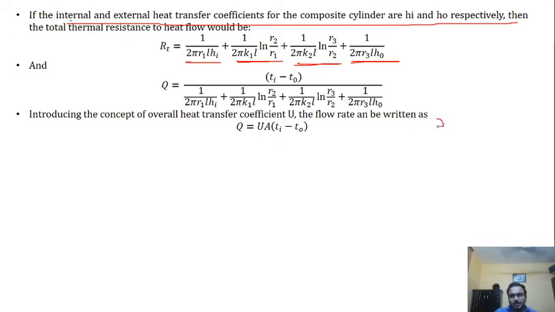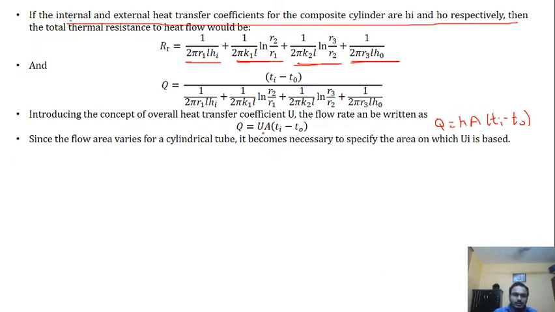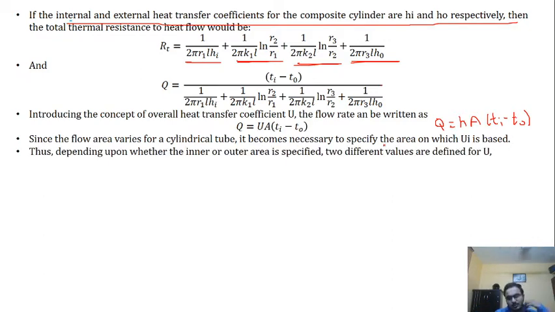So if you recall, this is very similar to our Newton's law of cooling, Q is equal to hA (Ti minus To). So this was only for convection. However, instead of h, now we are having the overall heat transfer coefficient. Since the flow area varies for a cylindrical tube, it becomes necessary to specify the area on which U is based. So there are two different values of U in this way.